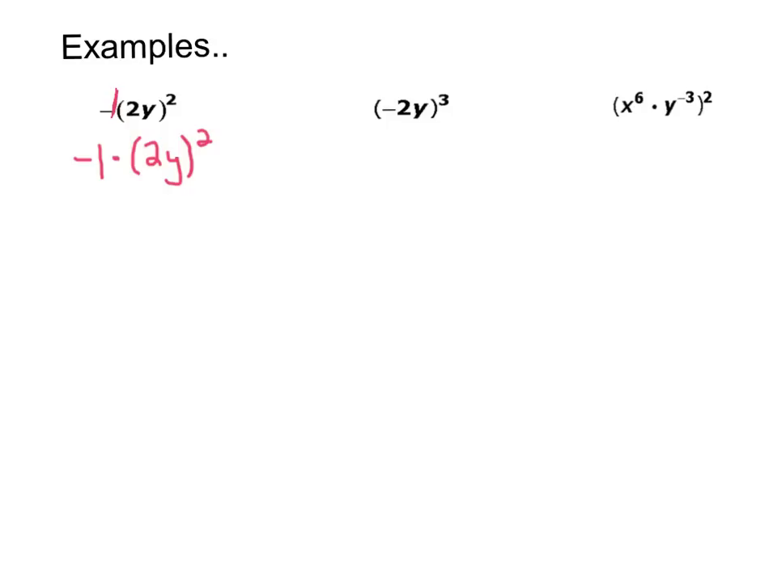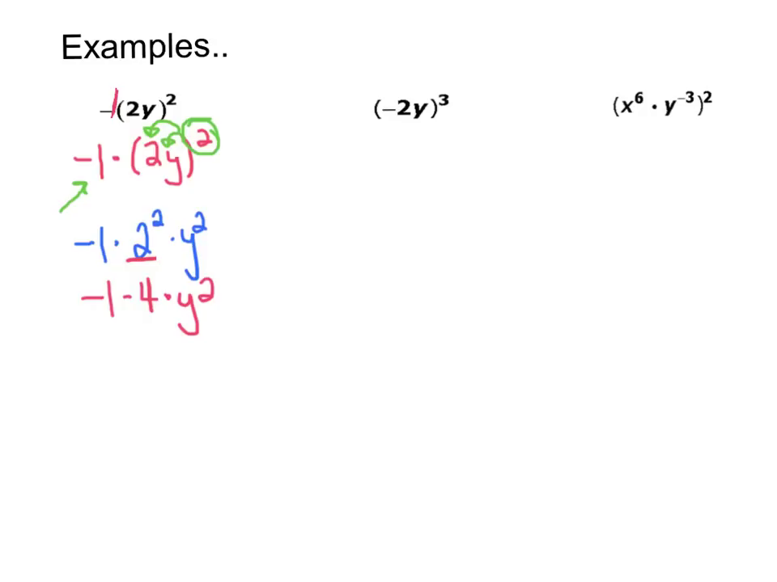And if I use my property, I take my 2 and raise each term to that same power. Now notice that it's not going over to this negative 1 because it's outside of the parentheses. So when I rewrite this, I get negative 1 times 2 to the second power times y to the second power. And I can simplify this further and get negative 1 times 4, since we know what 2 to the second power is, times y to the second power.